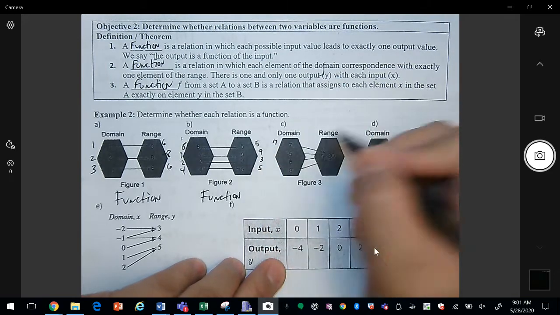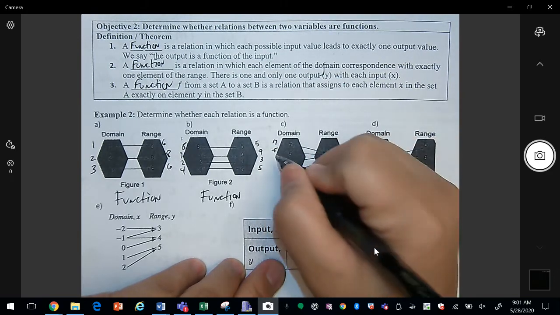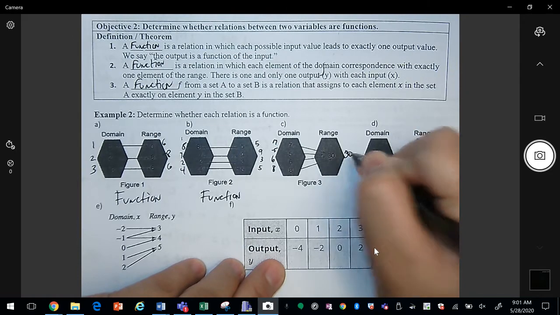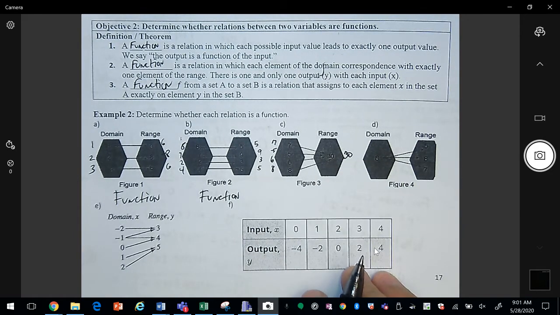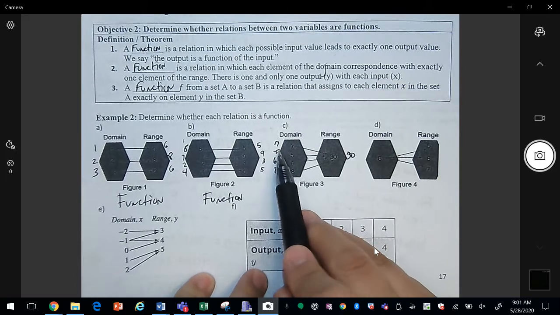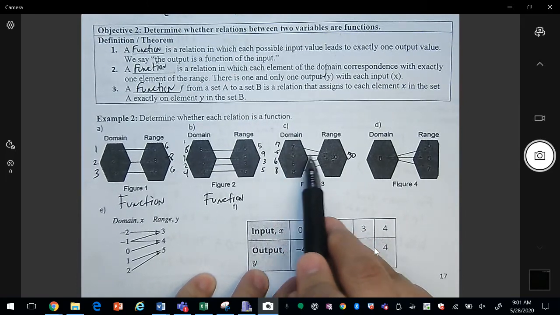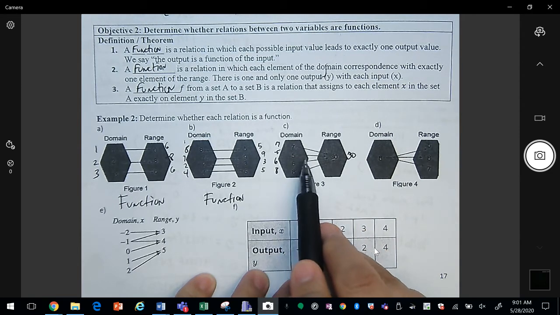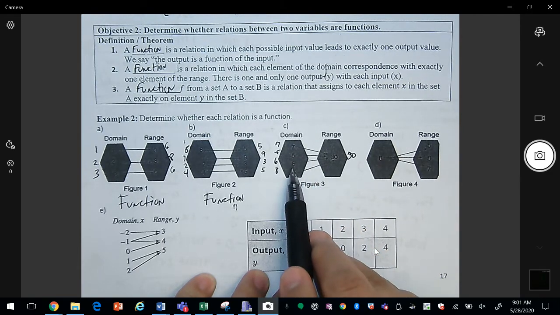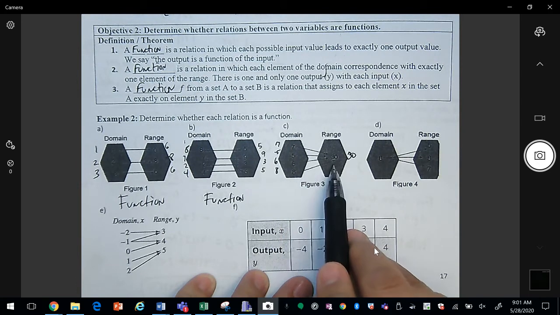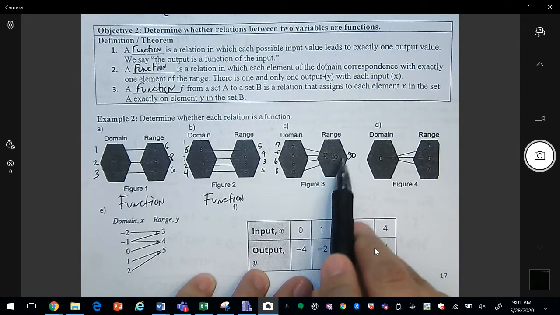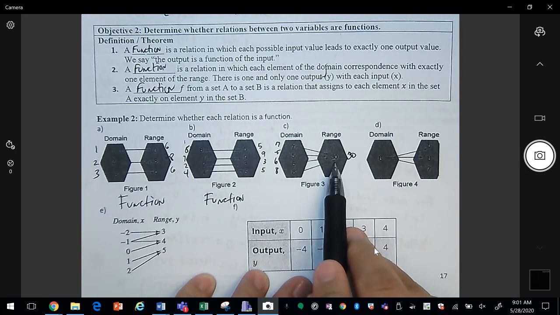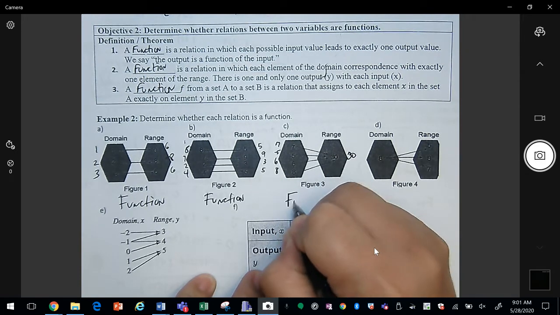Here we have 7, -5, 6, and 8. On this side, we have the number 30. Again, we ask the question: 7 goes to exactly one thing, which is 30. -5 goes to exactly one thing, which is 30. 6 goes to one thing, and 8 goes to one thing. It happens to be the same thing, and that's okay, because each of these is only going to one thing in the range. So this is still a function.